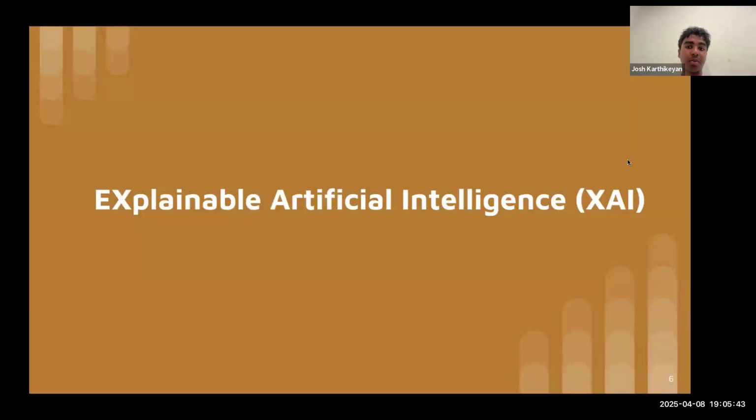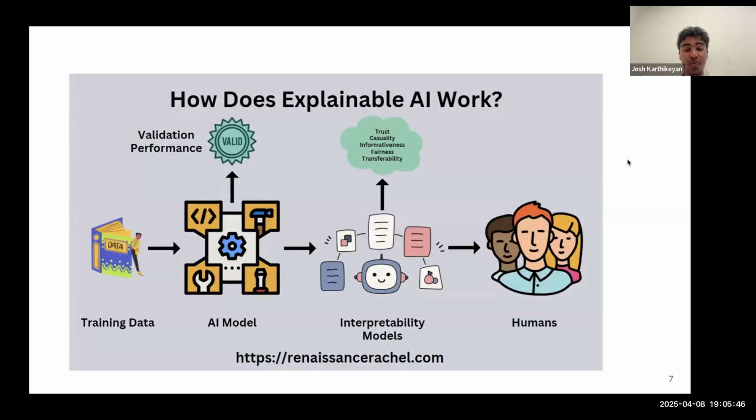And now we're going to look at explainable artificial intelligence. So, explainable AI works by first having training data that is used by an AI model, and we need to make sure that there is a validated performance. And now the explainable AI part works when we use interpretability models. These are different methods such as LRP. And with these models, we can have more trust, causality, informativeness, fairness, and transferability for humans to use and ensure that the model is accurate.